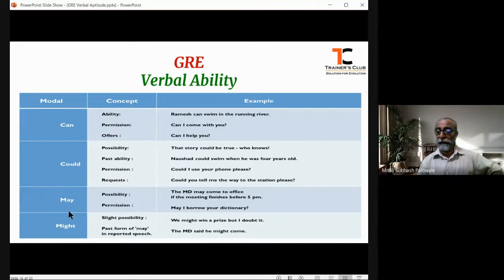For example, the principal may come to office today if the seminar gets over before 5 o'clock. The principal may come to office today if the seminar gets over before 5 p.m. May come. There is a condition. What is the condition? He is attending a seminar, it should get over by 5 p.m. Only then he will come to office. If it goes beyond that, he will not come to office. Possibilities. Then seeking permission.